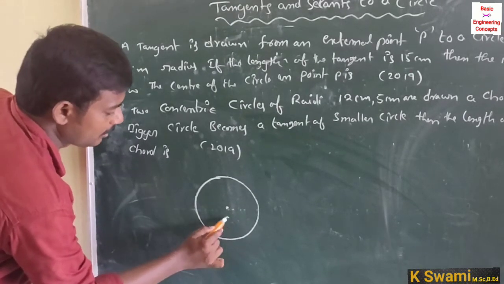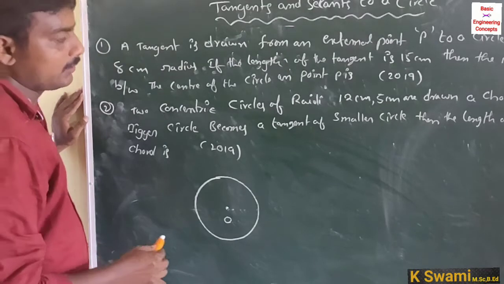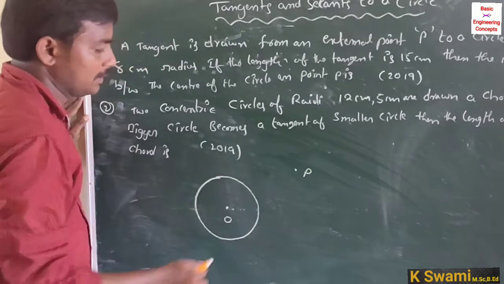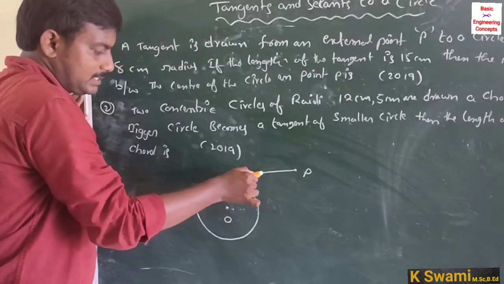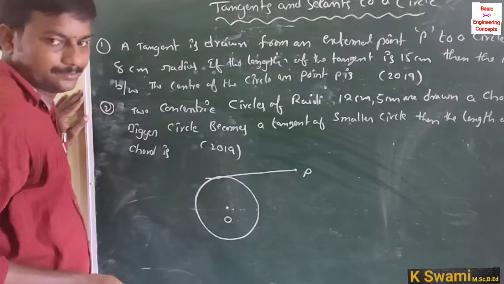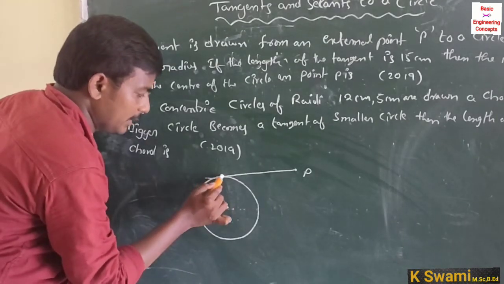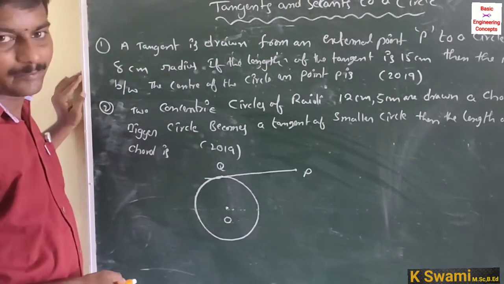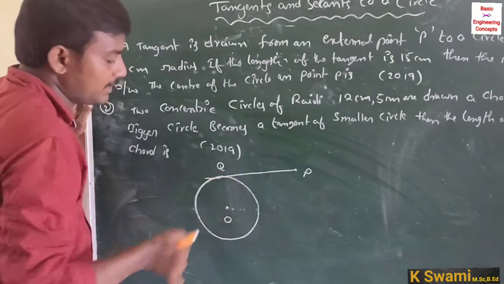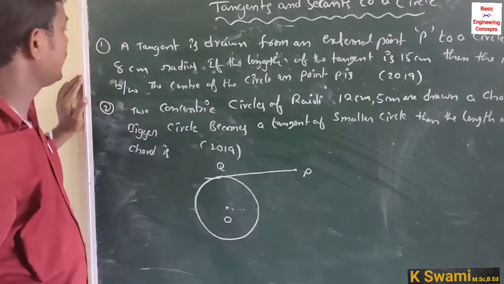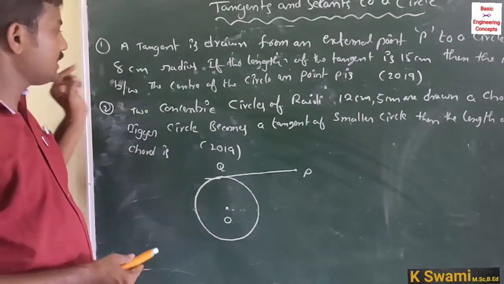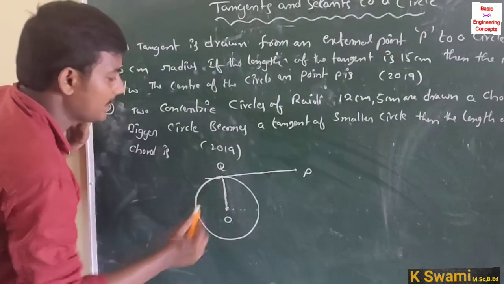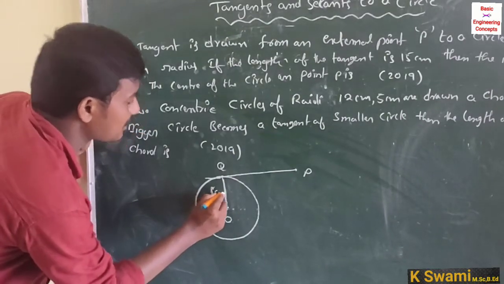Let the center be the origin O, and let P be an external point of the circle. This is the tangent of the circle, and the tangent touches the circle at Q. The radius of the circle is equal to 8 centimeters. This is the radius of the circle, 8 centimeters.